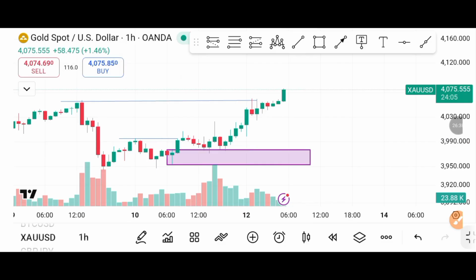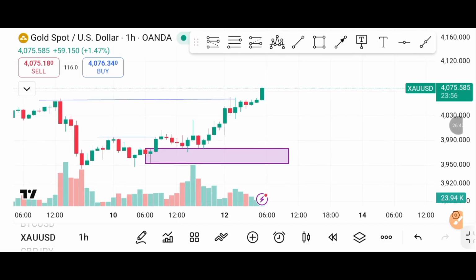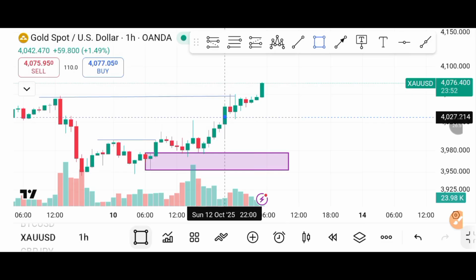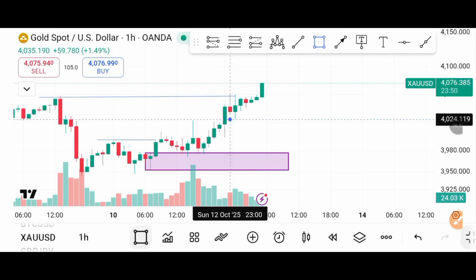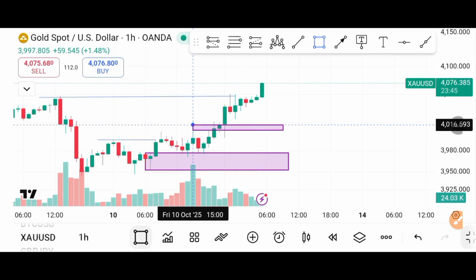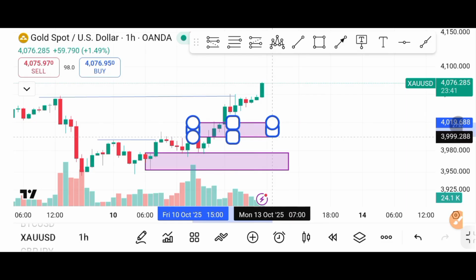We have a break of structure to the upside, and then this other area where we have an inefficiency and a tiny order block there. All right, so let's also map it out. So this is an order block here that the price might come back to.